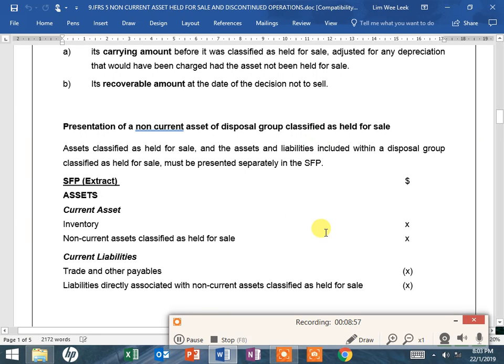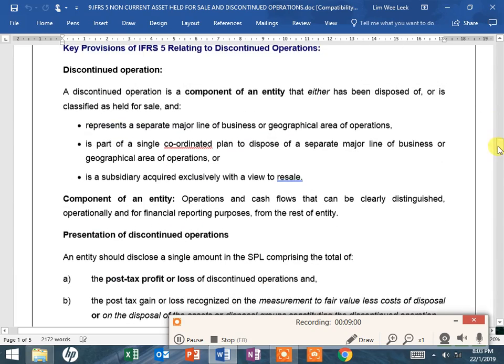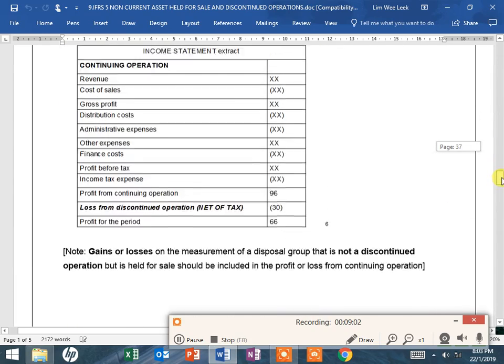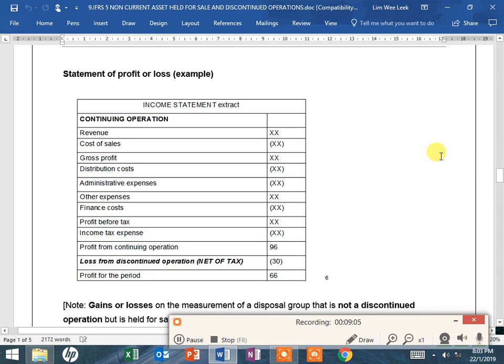This same standard here. In our SPL, we have a discontinued operation. Now example, I stop an operation in Sabah. Stop. So all the people there, I will have to retrench them. Operation stops. Or it can be because I sell cats, I sell t-shirts, and I stop producing cats. I stop the operation. So we will then split them into continuing operation as well as discontinued operation.